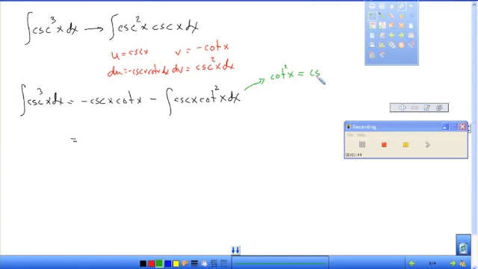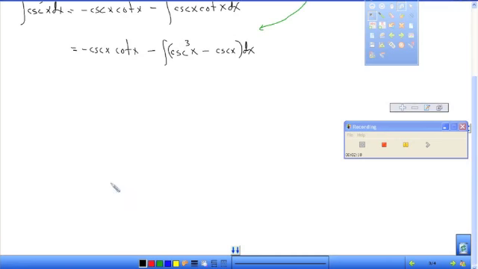We're going to use its Pythagorean identity, cosecant squared minus 1. So we're going to replace cotangent squared with cosecant squared minus 1, and distribute the cosecant into that. What I end up having is negative cosecant cotangent minus the integral of cosecant cubed minus cosecant. And don't forget about the dx.